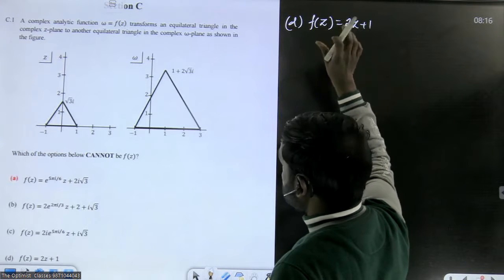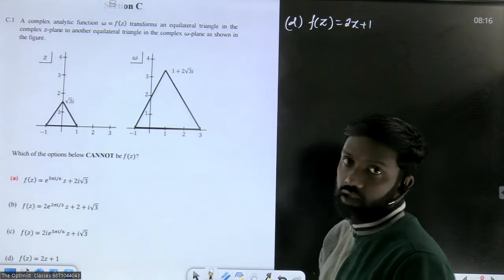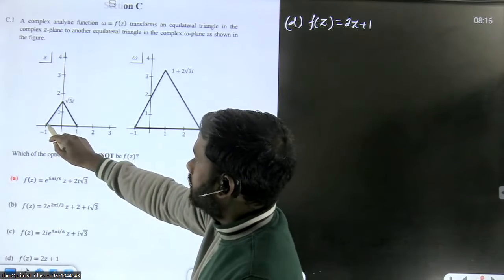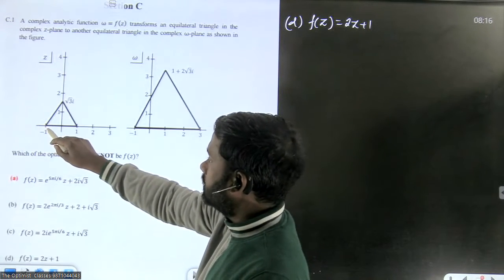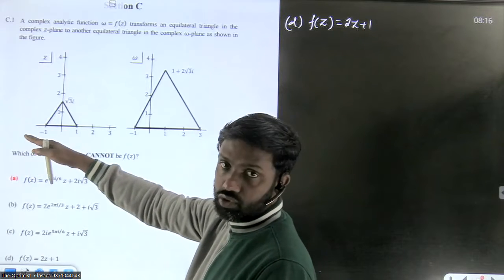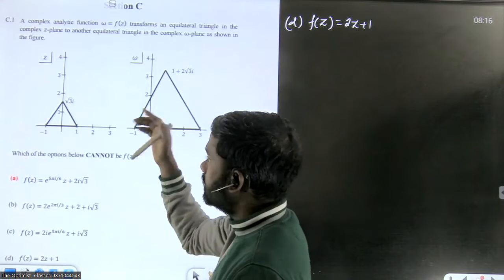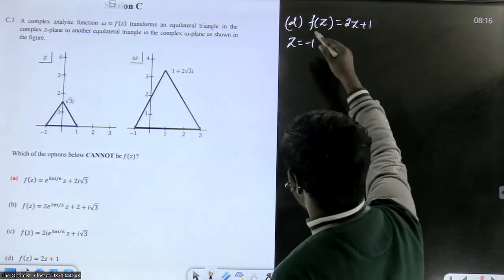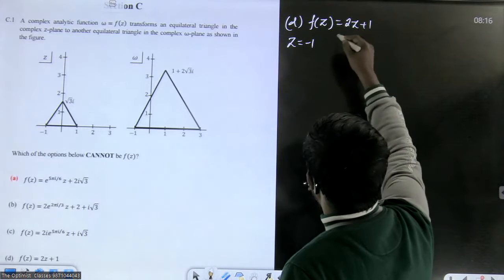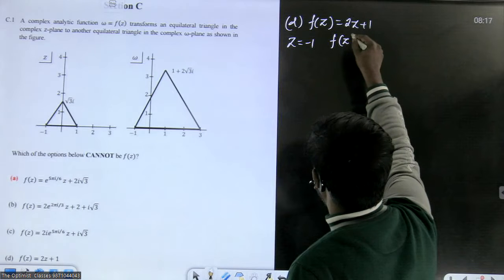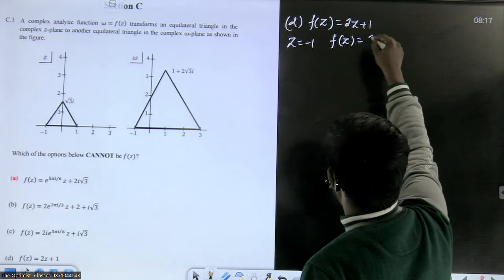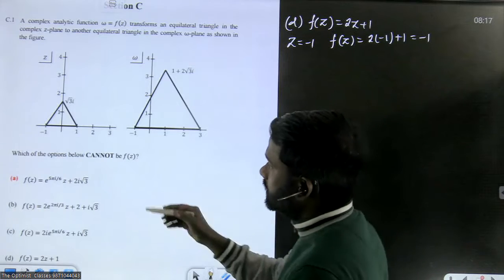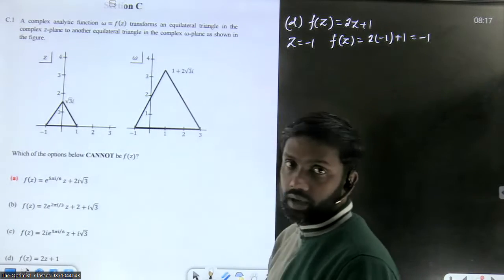So let's see whether this function transforms this triangle into this triangle or not. Okay, so what I'll do is, see, there is a point in the z plane, -1. So let's see which point on the omega plane it transforms to. Okay, so we'll put z equal to -1 here. If you put it here, we get f(z) equal to 2 into -1 plus 1, so that gives you -1 actually. So we can say -1 is transforming into -1 itself.